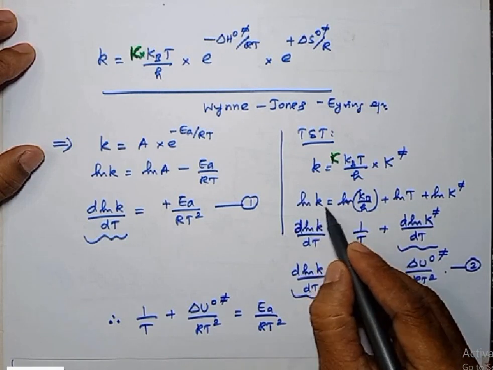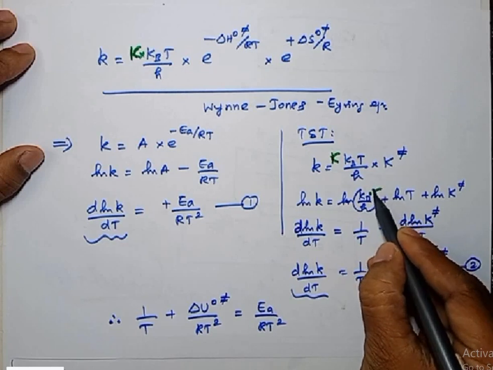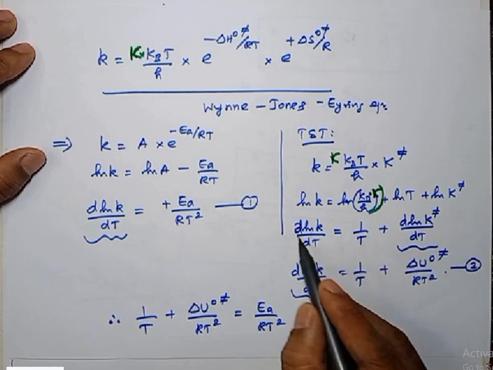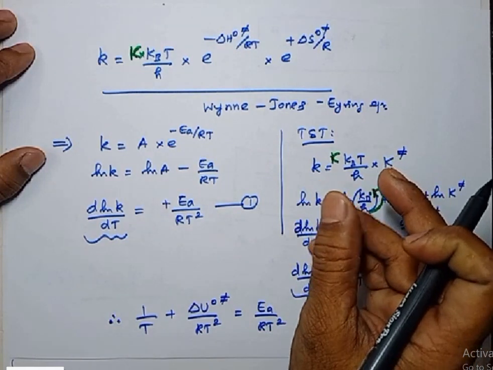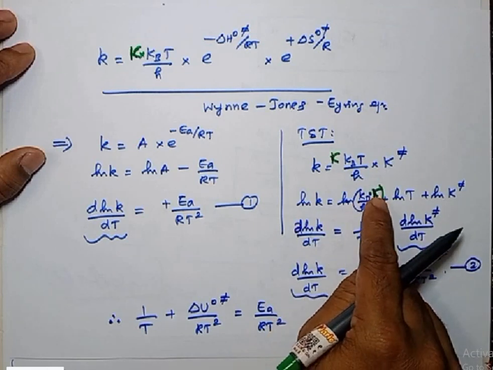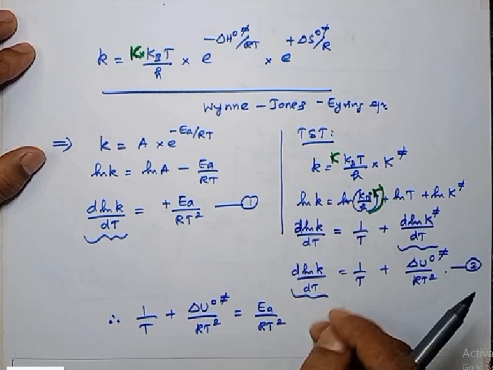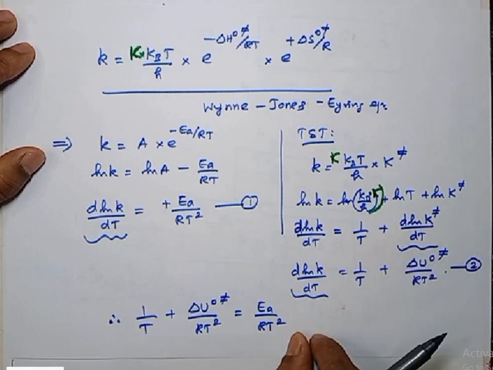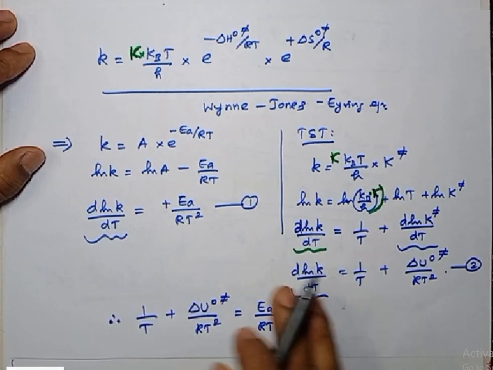If I take logarithm, I will get ln K equal to ln kappa KB by H plus ln T plus ln K double dagger. If I differentiate, this entire quantity becomes 0. Remember, kappa value is a constant for a given reaction. So KB into kappa by H, the entire quantity is constant. By differentiation, it becomes 0. d ln T by dT equals 1 by T, and then I will get d ln K double dagger by dT. So I have d ln K by dT here, and here also I have d ln K by dT.